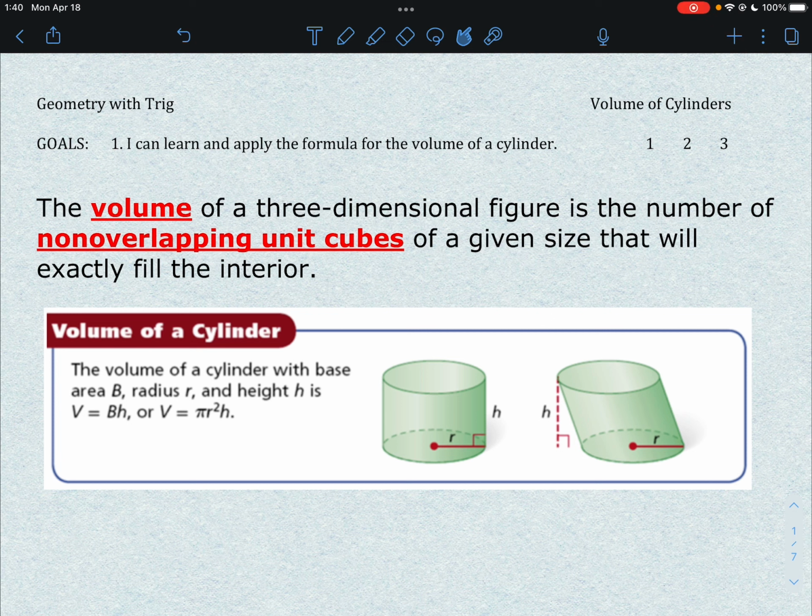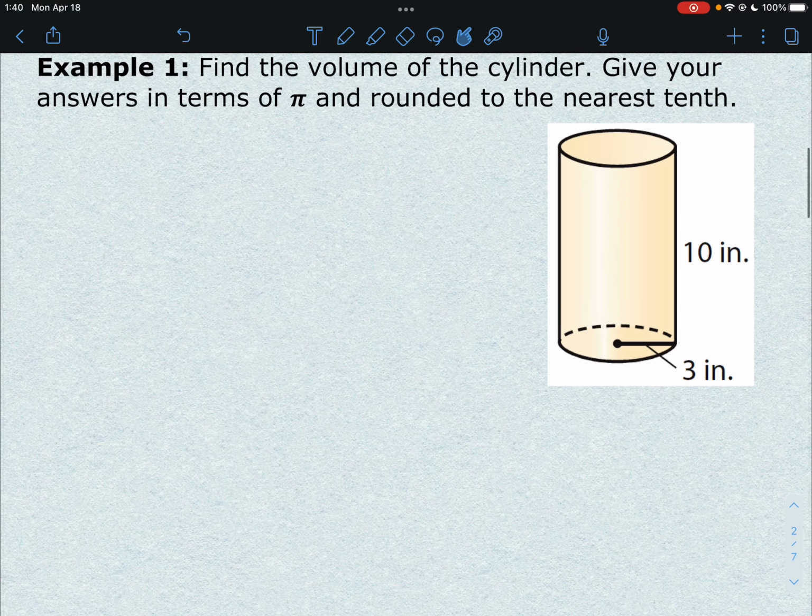All right, we're going to start today with cylinders. The formula for a cylinder is right here, pi r squared h. Take the radius and the height, throw them in the formula, and you have your volume.